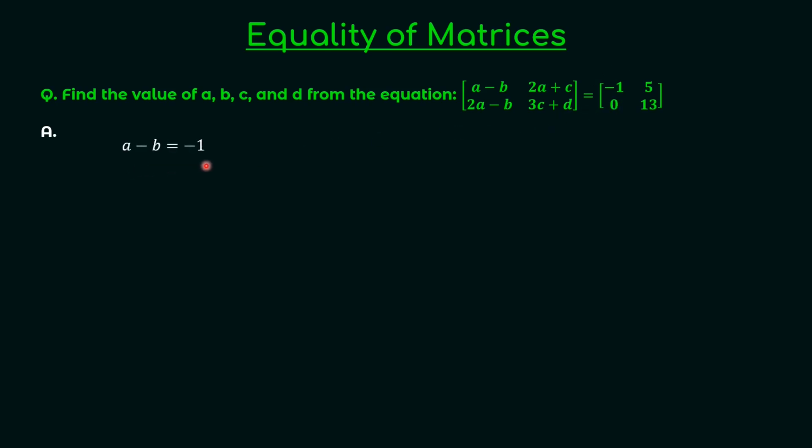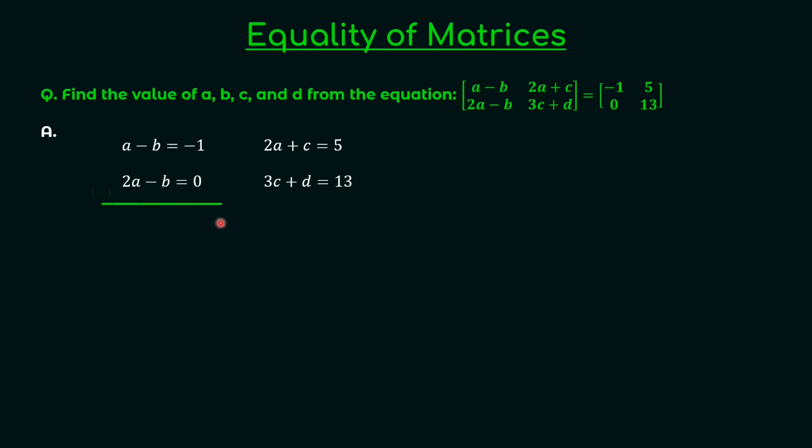So therefore A - B is equal to -1. The first row, second elements are 2A + C and 5. They are also equal. So we get 2A + C is equal to 5. And the second row, first element, 2A - B in the first matrix and 0 in the second matrix. So 2A - B equals 0. And finally the second row, second element, 3C + D in the first matrix and 13 in the second matrix. So we get 3C + D is equal to 13.